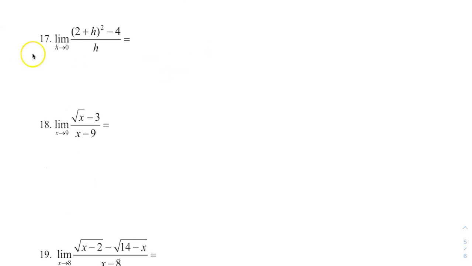17. h goes to 0. When you plug in 0 right away, it's 0 over 0, so it's not going to work. We've got to work on this. Now there's no shortcut to this, you just got to simplify it. Let's expand this: 2 plus h times 2 plus h.